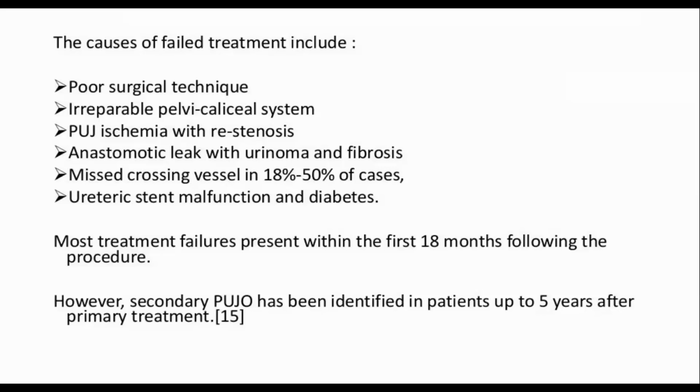The incidence of missed crossing vessels is around 2 to 6%. There can be ureteric stent malfunction or any cause leading to inflammation, like diabetes. Post-treatment failures mostly present within the first 2 years of the procedure.